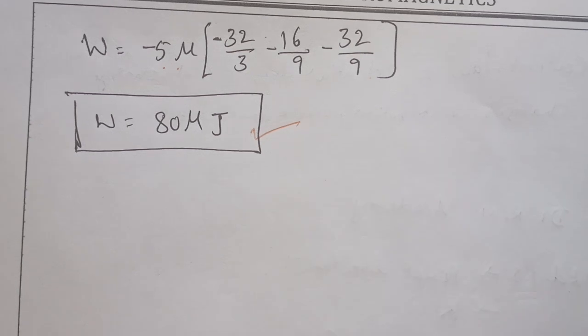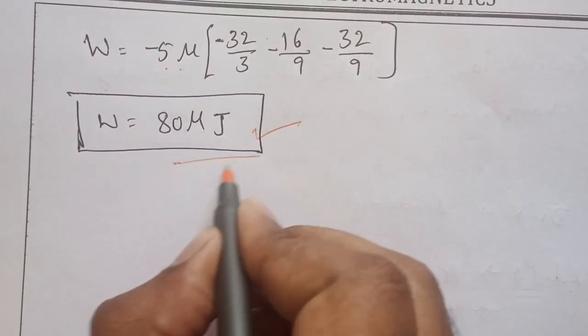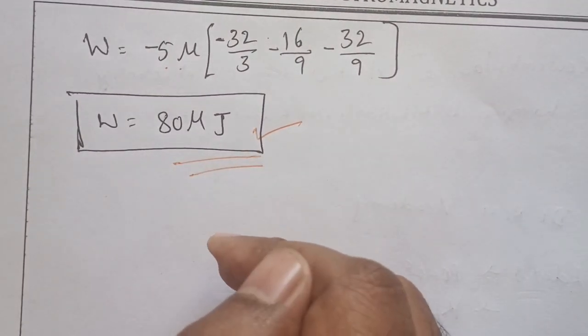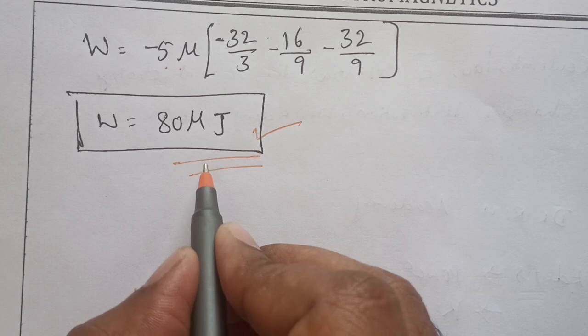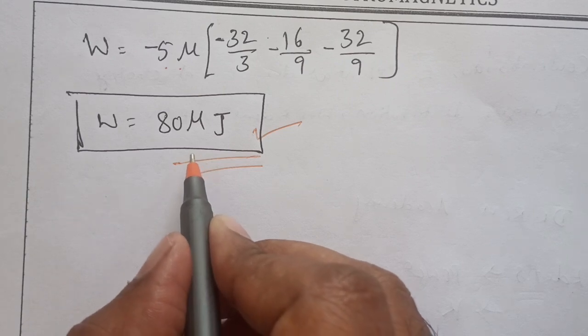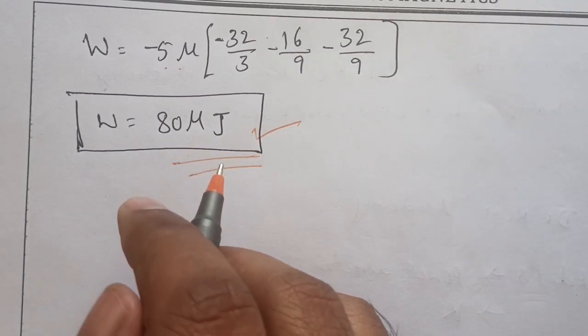So what does this state? Work done does not depend on the path. It only depends on the initial and final points. In this question we have taken three different paths, and for all the paths we got 80 microjoules. This is the statement that we can make: work done depends only on the initial and final points, not the path given.